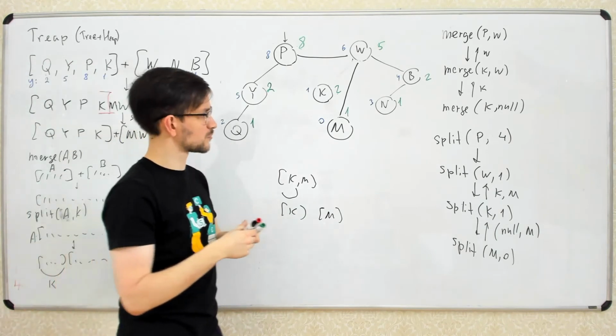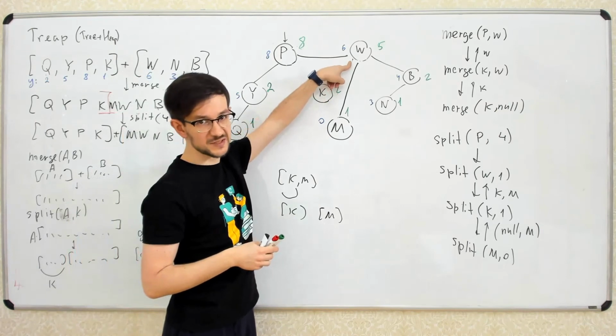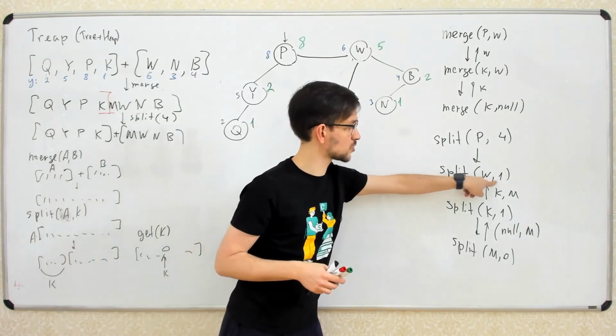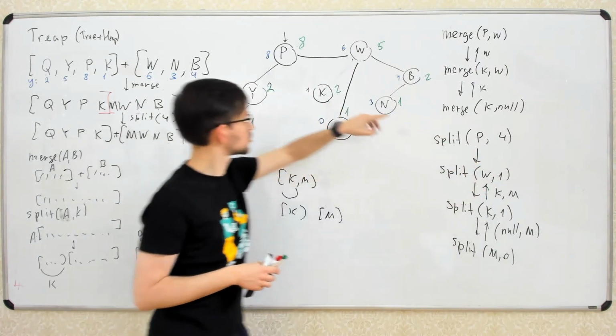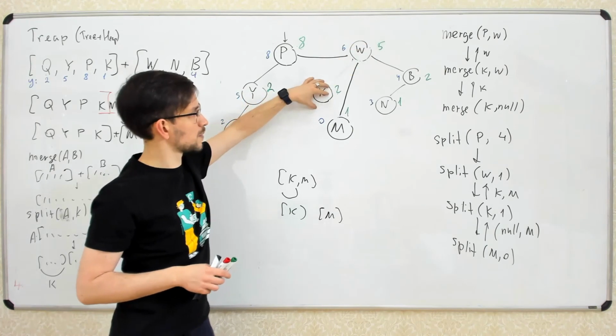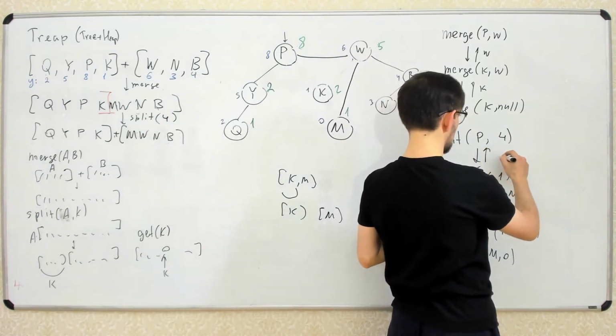And now you have two subtrees. The first subtree is this K, and the second subtree is this W. So this K contains the first element. I need to cut the first element from this subtree. So I take this subtree K and this subtree W. This contains one element, this contains all other elements. I return K and W.